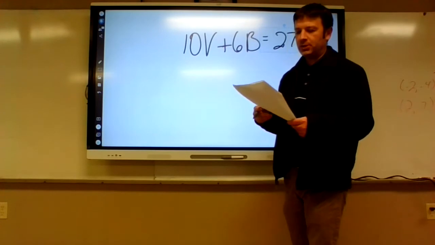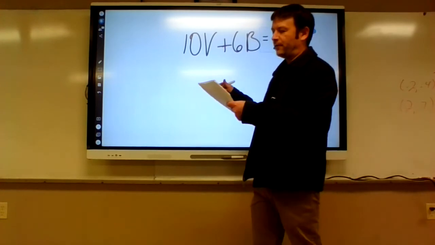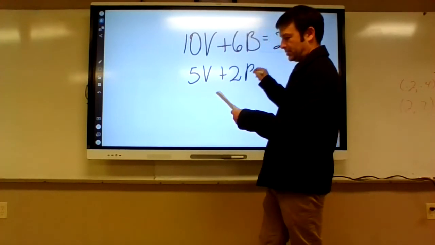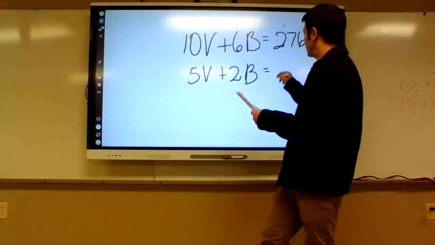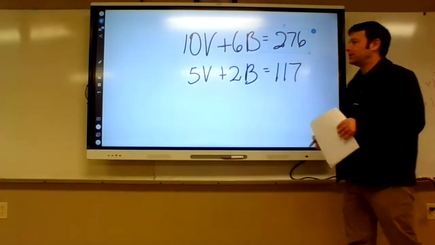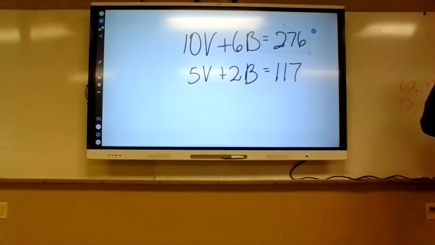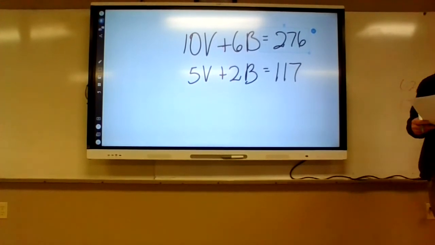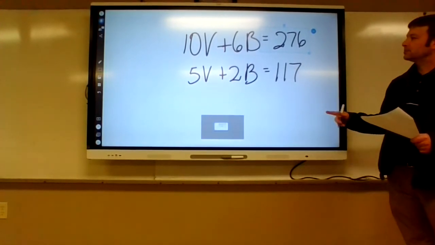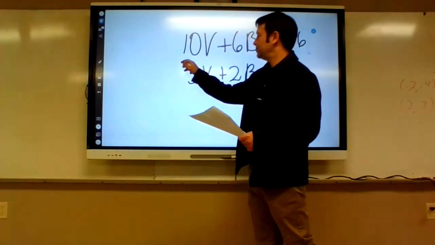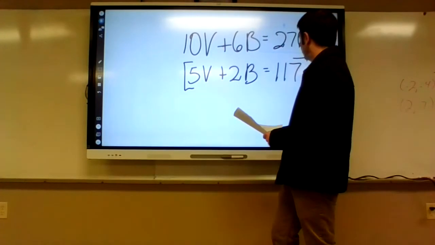Okay, and then the other one says, same thing for the second one. 5 vans, 2 buses, and those held 117. Alright, let's see, Anna, what's the easiest way to solve this problem? I just multiplied the bottom by -2. Bottom times -2, because that will get rid of our V's for us.